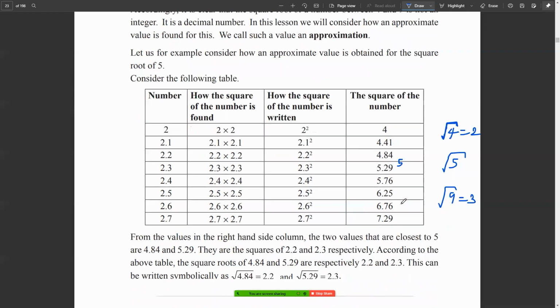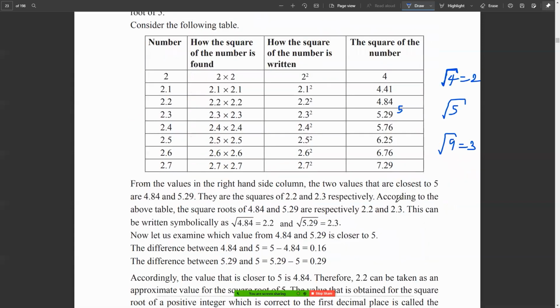By investigating it, it can be seen that 5 minus 4.84 is 0.16. It means 5 and 4.84 have a gap of 0.16, and 5.29 minus 5 is 0.29, which means 5 and 5.29 have a gap of 0.29. So the smallest gap is between 4.84 and 5. So in this kind of situation, we use the square root of this value as the square root of 5.